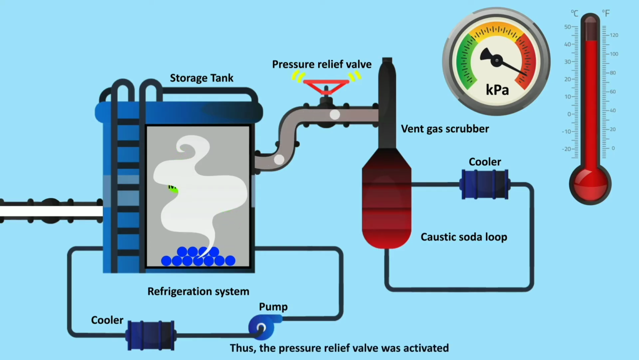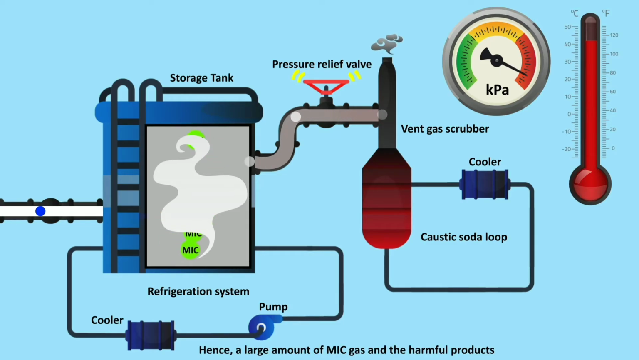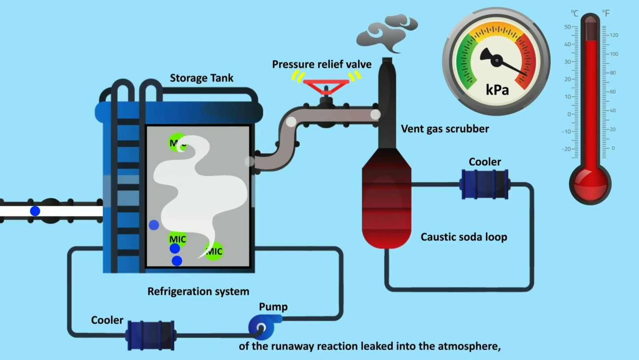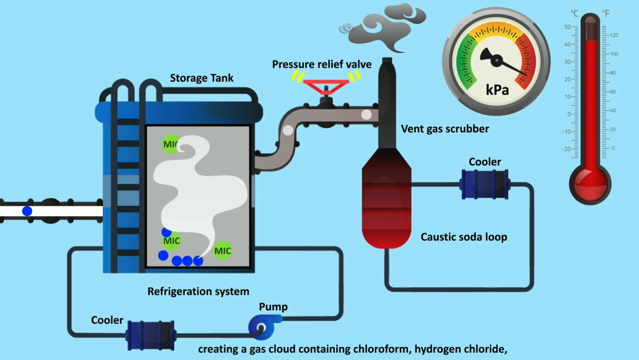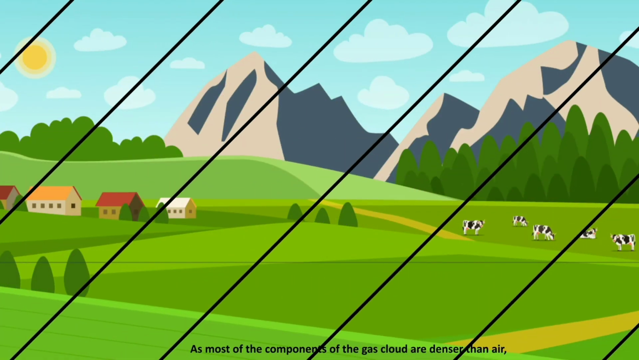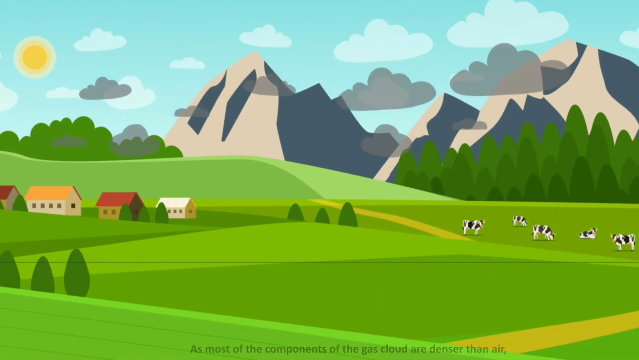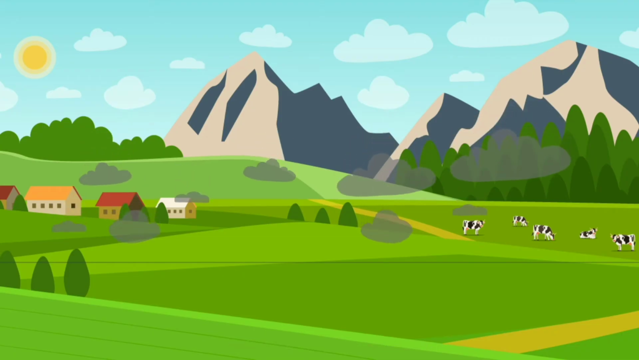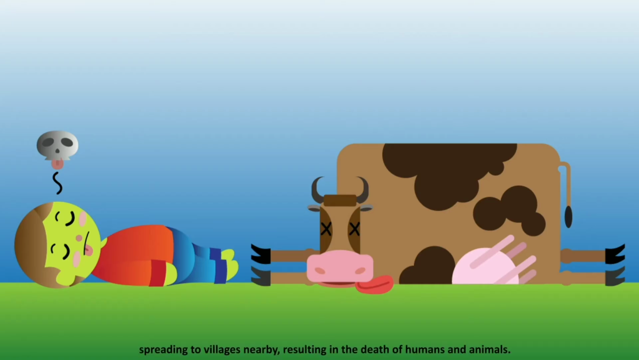Thus, the pressure relief valve was activated to release the toxic gas to a vent gas scrubber. However, the amount of toxic gas far exceeds the capacity of the vent gas scrubber. Hence, a large amount of MIC gas and the harmful products of the runaway reaction leaked into the atmosphere, creating a gas cloud containing chloroform, hydrogen chloride, dichloromethane, and carbon dioxide. As most of the components of the gas cloud are denser than air, the gas cloud remained close to the ground, spreading to villages nearby, resulting in the death of humans and animals.